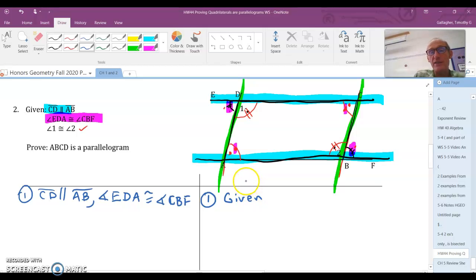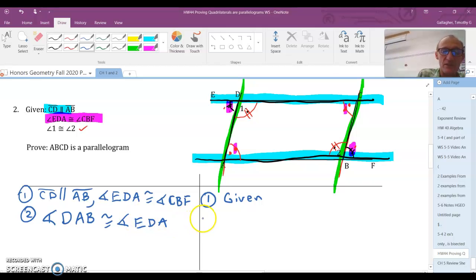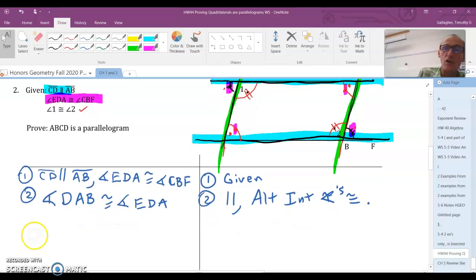Okay, now what that does is make angle DAB congruent to angle EDA. And that is, if the lines are parallel, the alternate interior angles are congruent. Okay? And it's also true that these two are congruent.